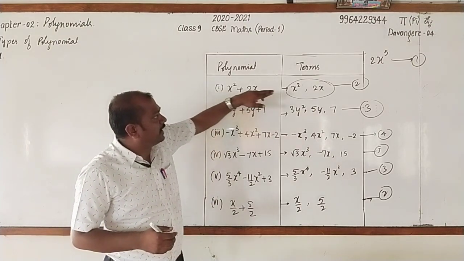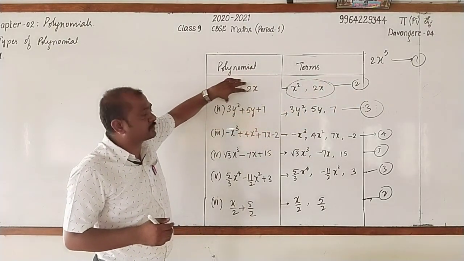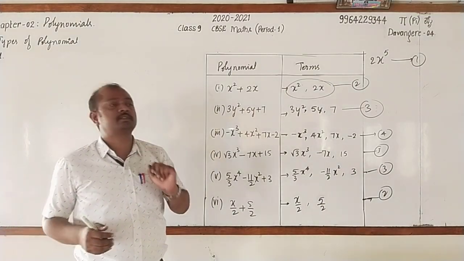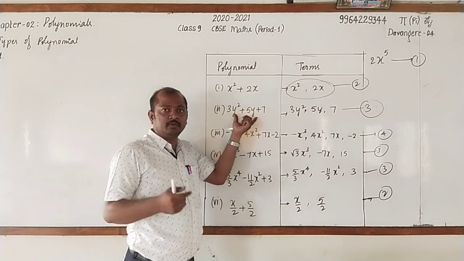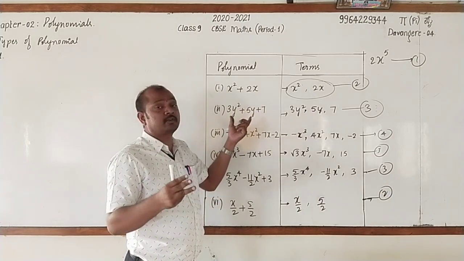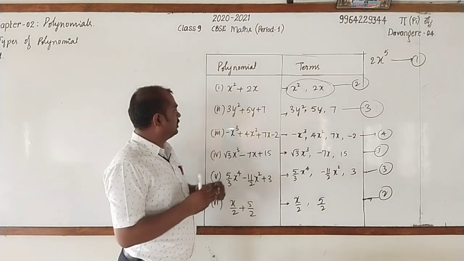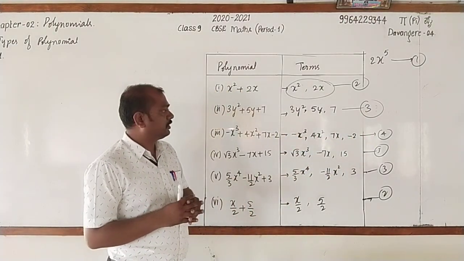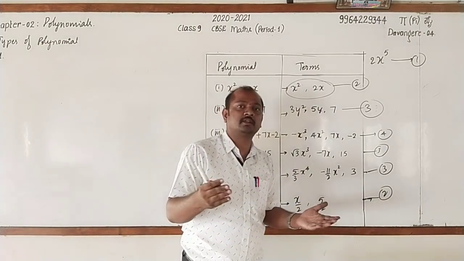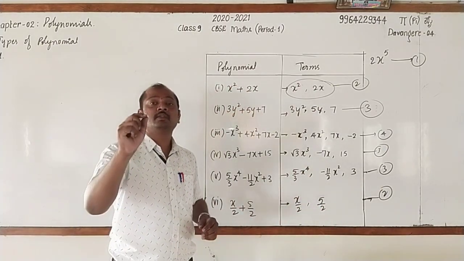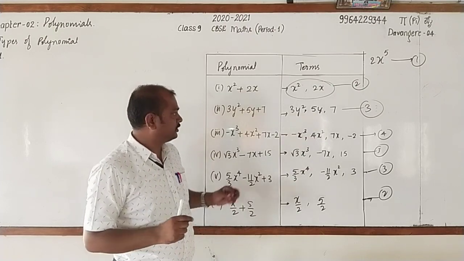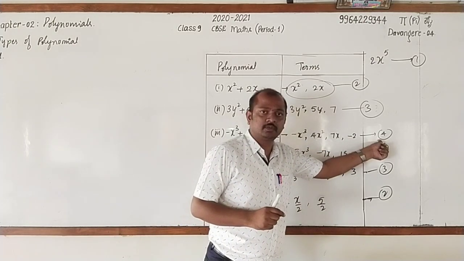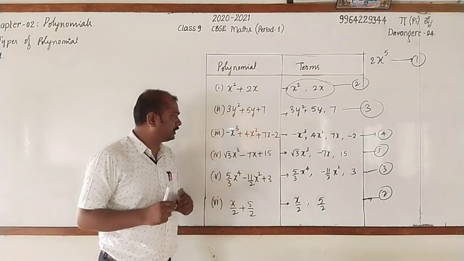Come to this one. This is the polynomial having 2 terms. Hence, it is called binomial. A polynomial having 2 terms is called binomial. What about here? There are 3 terms. It is called trinomial. Here, 4 terms are there. Tetranomial. Got it? If more than 3 are there, in general, we say that they are multinomials. Look here, the 4th polynomial has 4 terms and it is an example for multinomial.